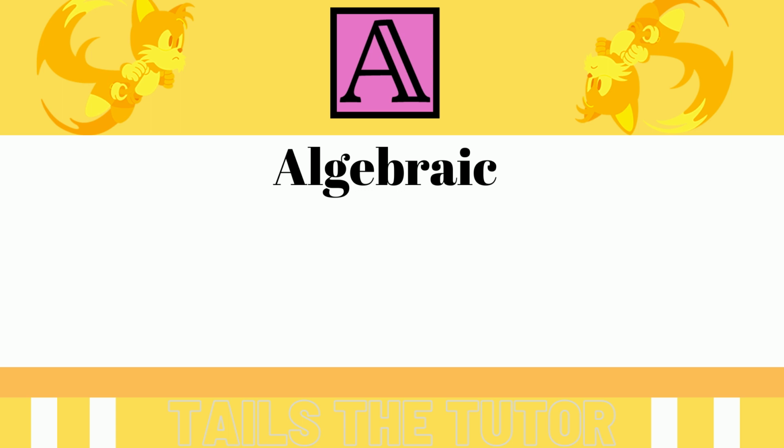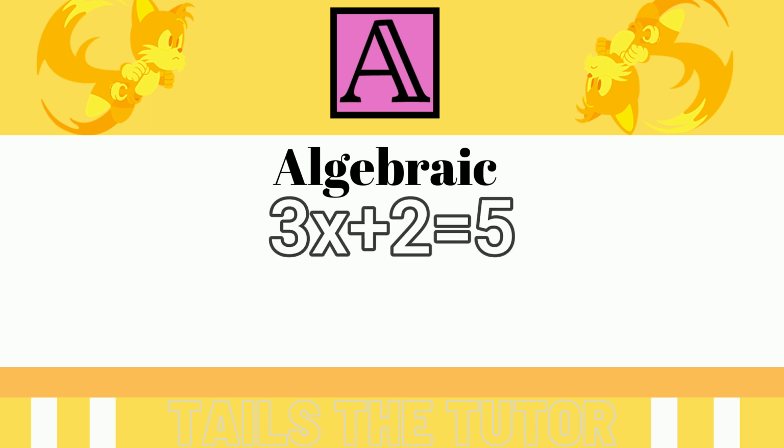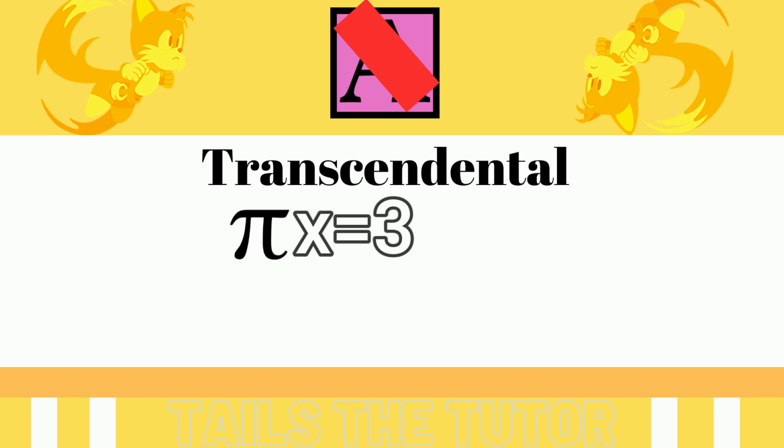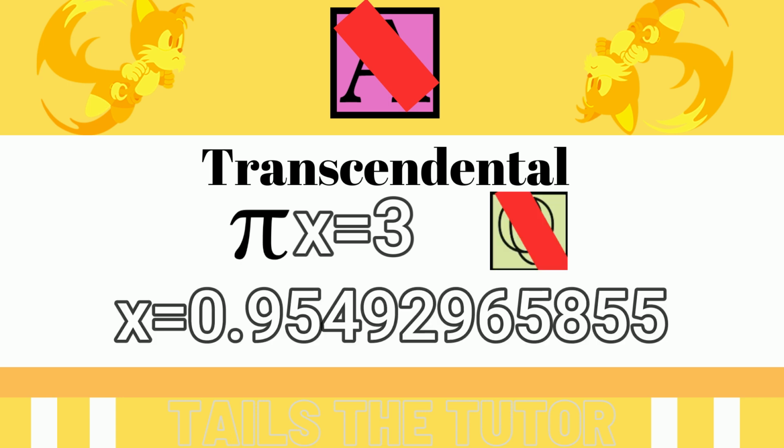Algebraic numbers. When we have an equation that contains a polynomial, then x is called the algebraic number. However, x has to equal a rational number. Side note, x can be any variable in this instance. Transcendental numbers cannot be algebraic numbers, meaning they cannot equal any rational number in a polynomial.